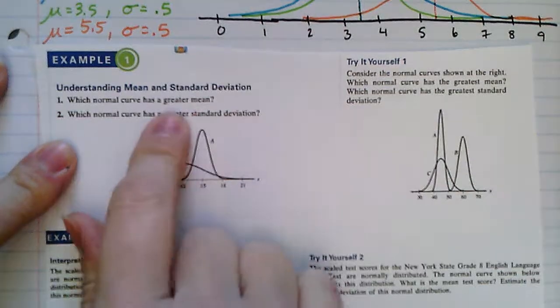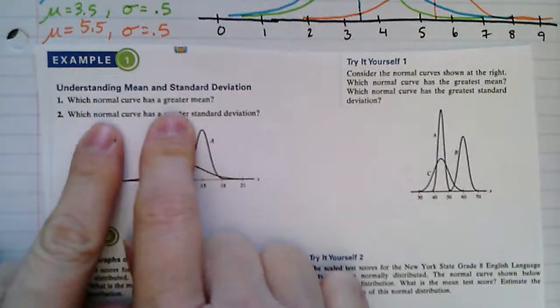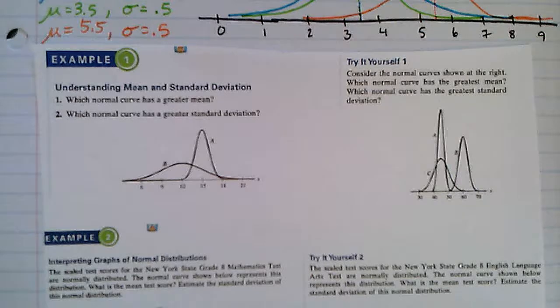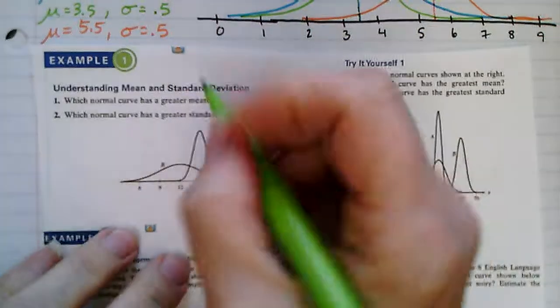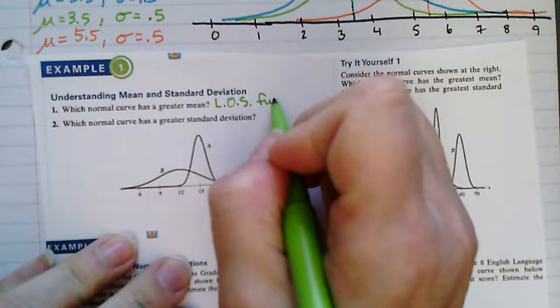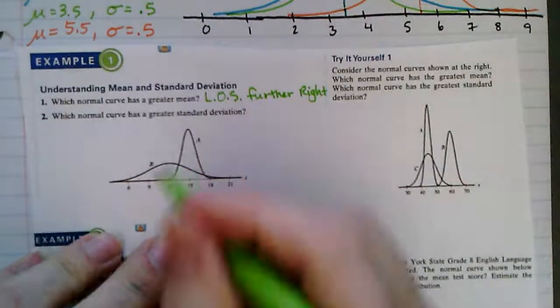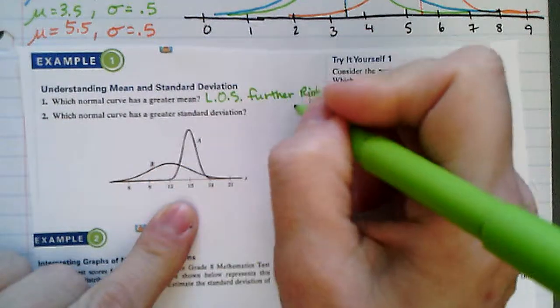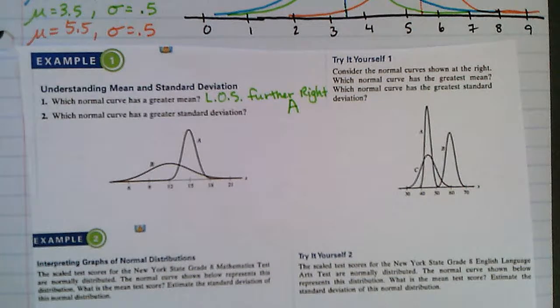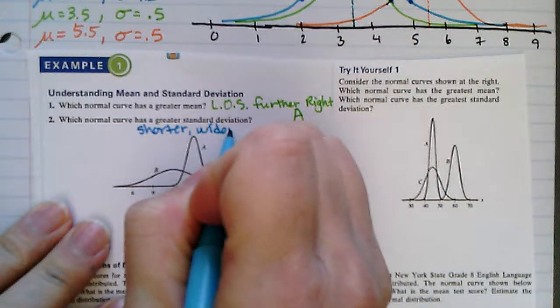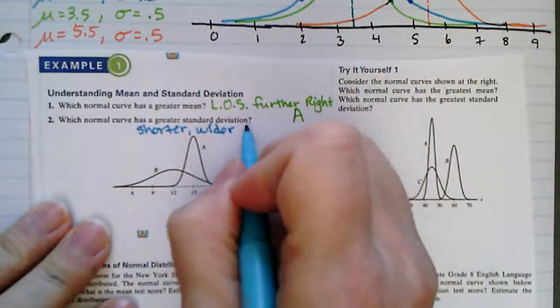So let's look at some examples and talk about whatever questions they ask. This one right here says, which normal curve has a greater mean? And then which one has a greater standard deviation? A greater mean means the line of symmetry is further to the right. So which curve has a line of symmetry that's further to the right? That would be A. And then which curve has a greater standard deviation? Greater standard deviation means that the curve is shorter and wider. So my shorter, wider curve would be B.